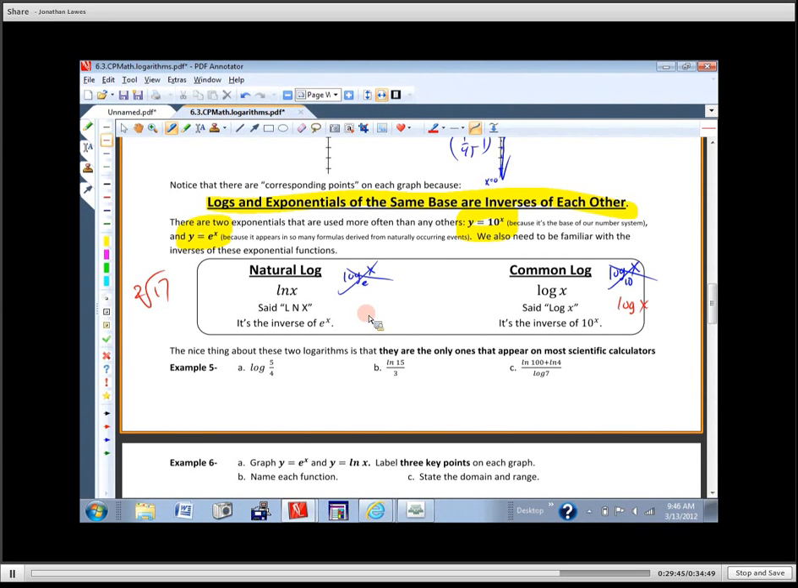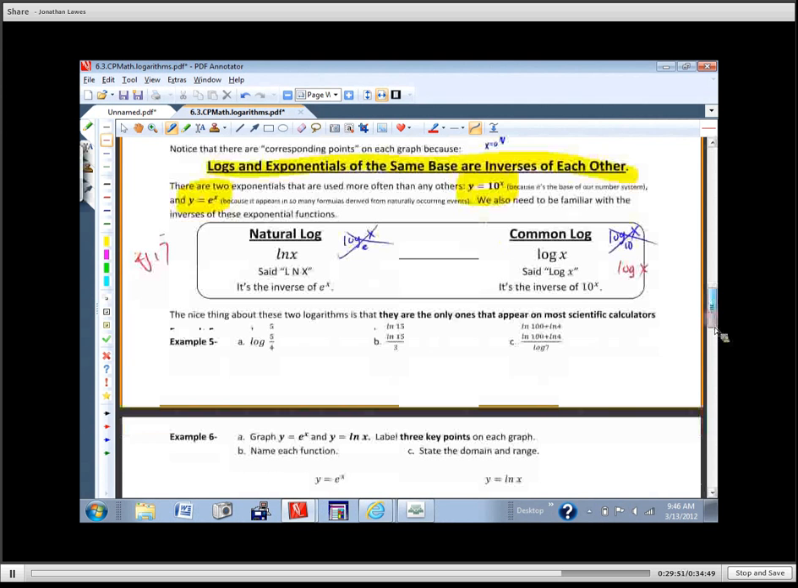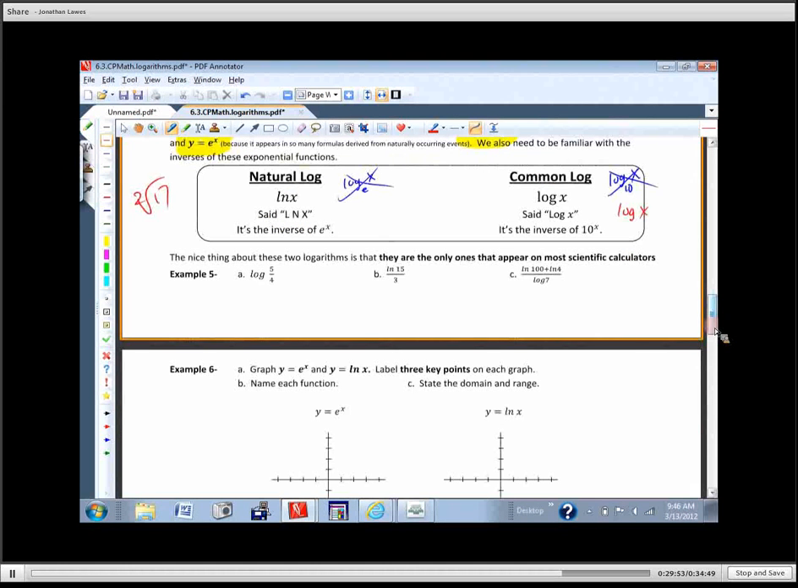By the way, those are the only 2 that are on your calculator. That's why they come up so often. Or they're on there because they come up so often, actually. So let's go ahead and try and do this problem right here.